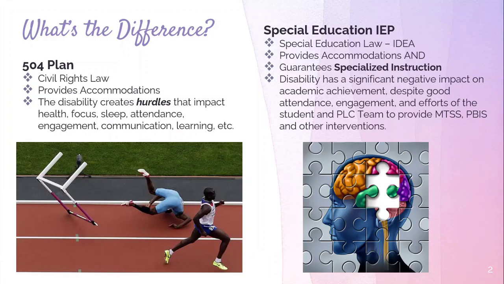What's the difference? 504 plans are civil rights. You're just not allowed to discriminate against people that have any type of disability. You have to provide accommodations if they need them. So with this type of student, they have a disability that's creating some hurdles that are impacting things like their health, their focus, the sleep, attendance, engagement, communication. And so these things ultimately impact their ability to learn, right? They can run, but they keep on hitting these hurdles related to their impairment.